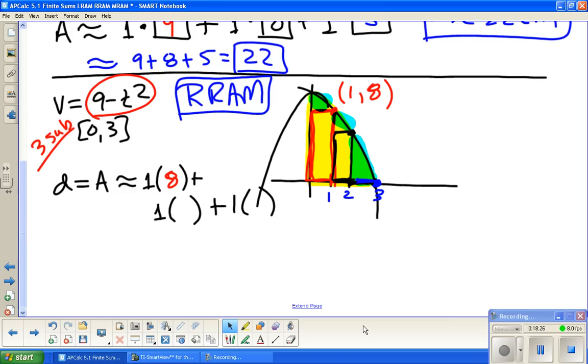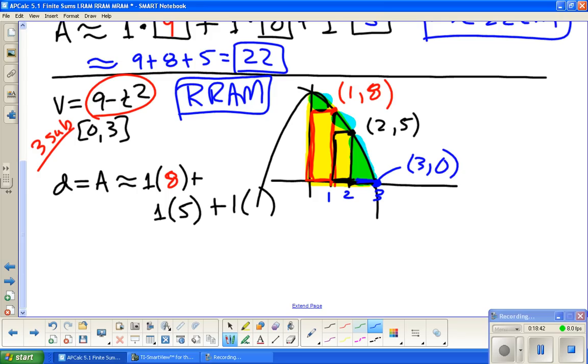For the next rectangle, this point is at 2 something, and so it's going to be 2 squared is 4, so this is still 5. Then this last point is at 3 something. Well, 3 squared is 9, 9 minus 9 is 0, so this one is going to have a height of 0. A little calculation here: 8 plus 5 plus 0 is 13. Again, if that was in centimeters per second times seconds, we're at centimeters.